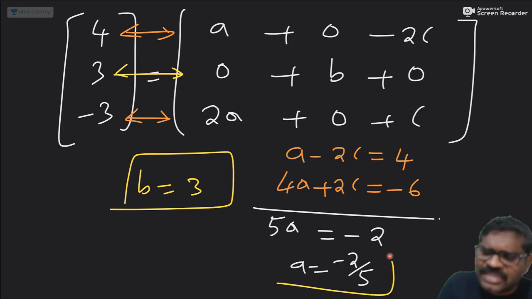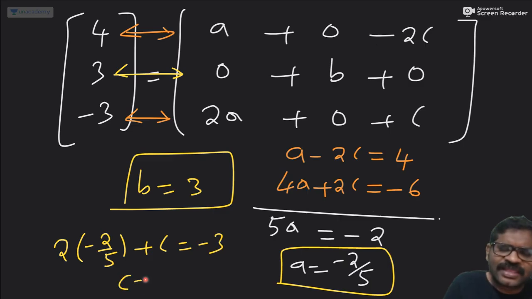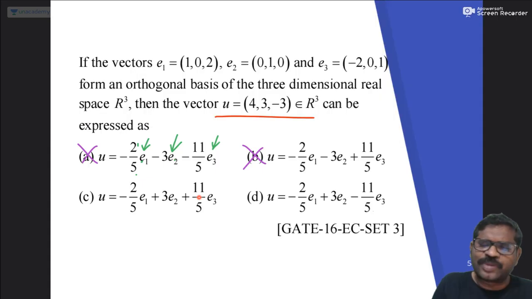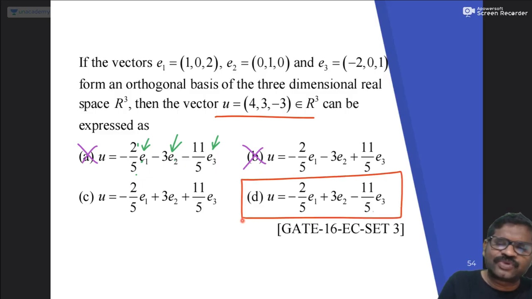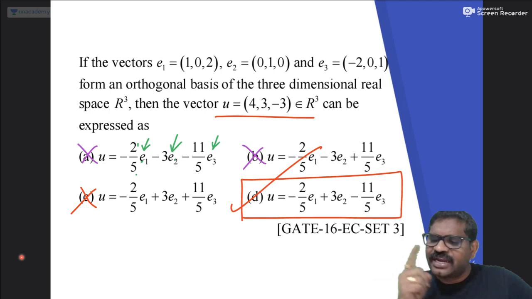A equal to minus 2 by 5. If A is minus 2 by 5, observe 2 into minus 2 by 5 plus C equal to minus 3. So C equal to minus 3 plus 4 by 5. So minus 11 by 5. Okay. So A is minus 2 by 5. B is 3. C is minus 11 by 5. So D option is correct. C is incorrect. Understood the concept? It is completely designed on concept of basis.